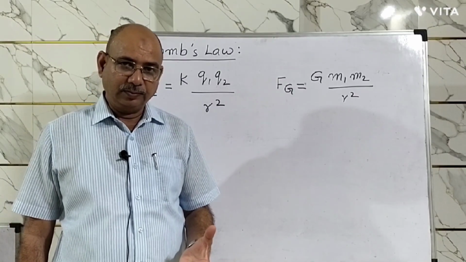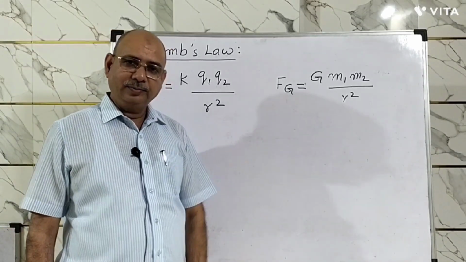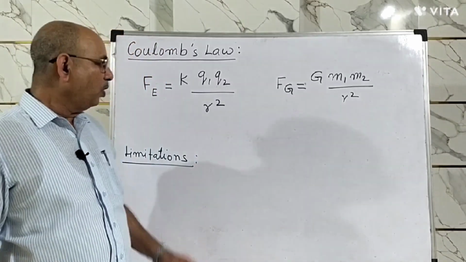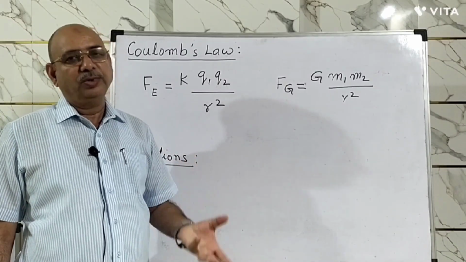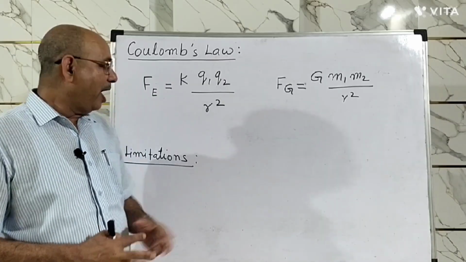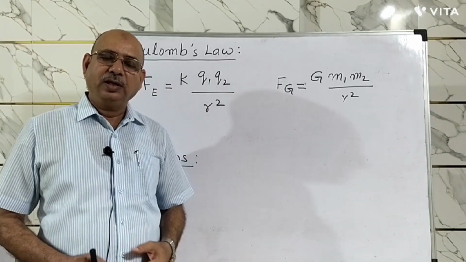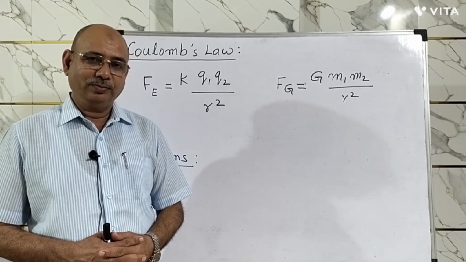Coulomb's law and the law of universal gravitation both follow the inverse square law. That means force is inversely proportional to the square of the distance between the two bodies, and the direction of the force acting between both is along the line joining the centers of the two bodies.